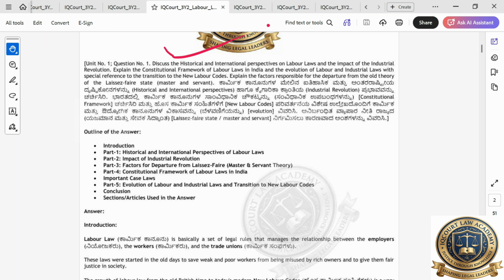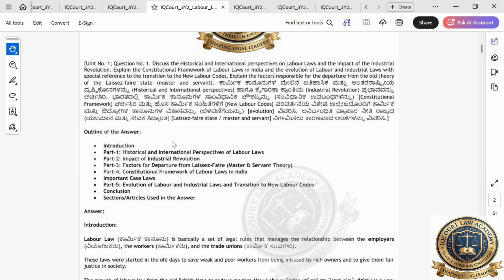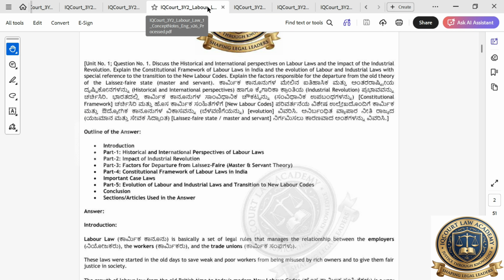Same question: discuss the historical and international perspective of labor law, impact of the industrial revolution, explain the constitutional framework of labor laws in India, evolution of labor and industrial laws with special reference to the transition to the labor codes. The way we explain is as per the new syllabus, and we also provide the synopsis which you need to write in the exam in a simplified manner. If you want detail, you can refer to this one. This is the last minute point. You can write in a detailed manner.